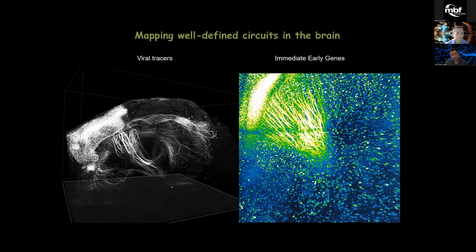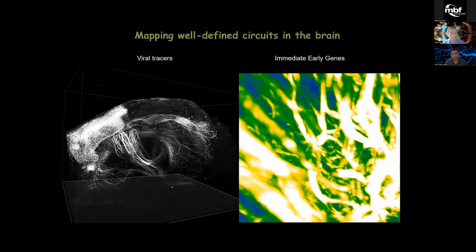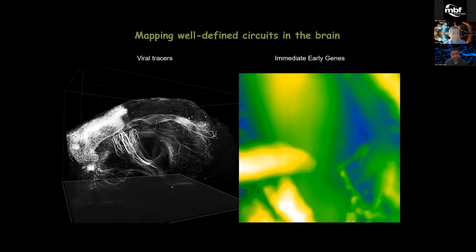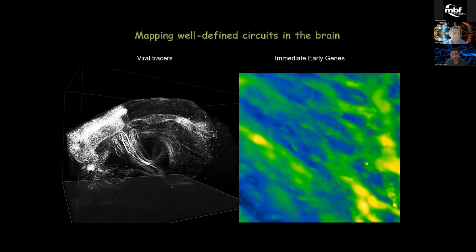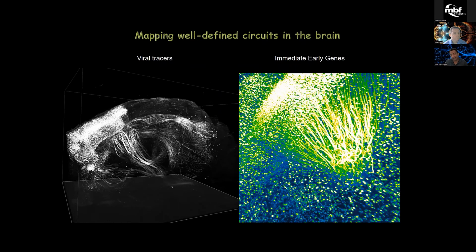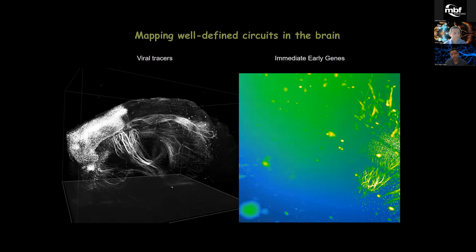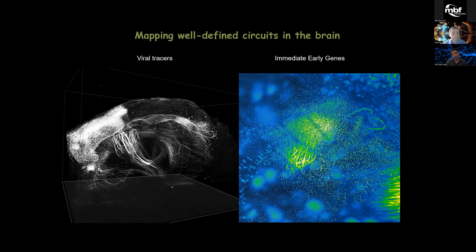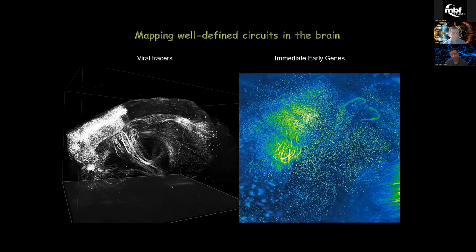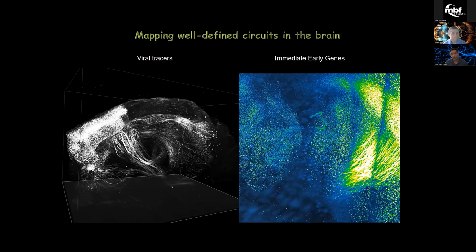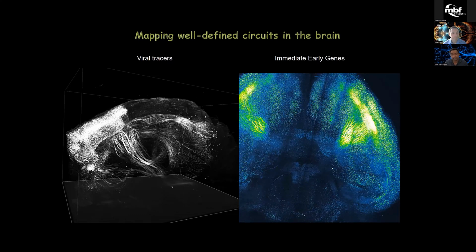Depending on the biological question you have, you can choose the label. So on the left side, it's an example of using viral tracers to do anatomic tracing of connections from prefrontal cortex all the way to hippocampus. On the right side, you see an example of using the so-called immediate early genes, which are the genes that become activated in response to neuronal activity. So mapping those genes at whole brain level, you can get a snapshot of, let's say, the functional state of the brain.